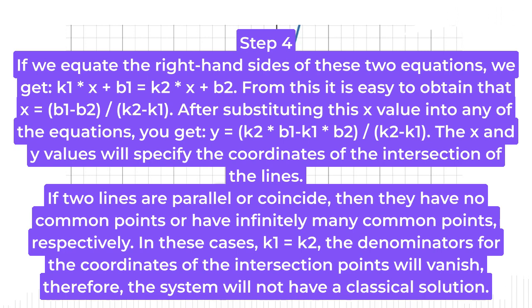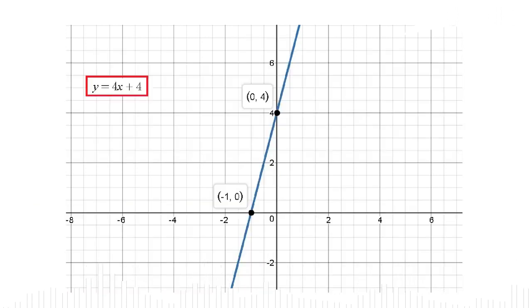If two lines are parallel or coincide, then they have no common points or have infinitely many common points, respectively. In these cases, k1 equals k2, the denominators for the coordinates of the intersection points will vanish, therefore, the system will not have a classical solution. The system can have only one classical solution, which is natural, since two lines that do not coincide and are not parallel to each other can have only one intersection point.